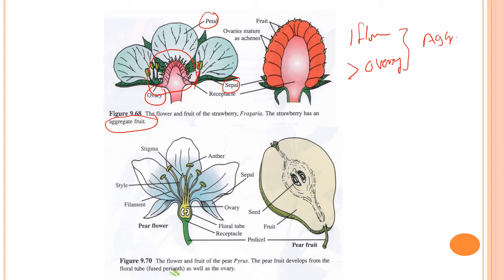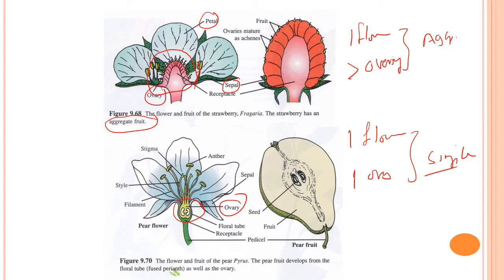How about this one? This is only one ovary, right? There's only one ovary. Here, in strawberry, there's more than one ovary. Here's just one. So here we have one ovary, one flower. So this is one flower, one ovary. Then we call this simple.